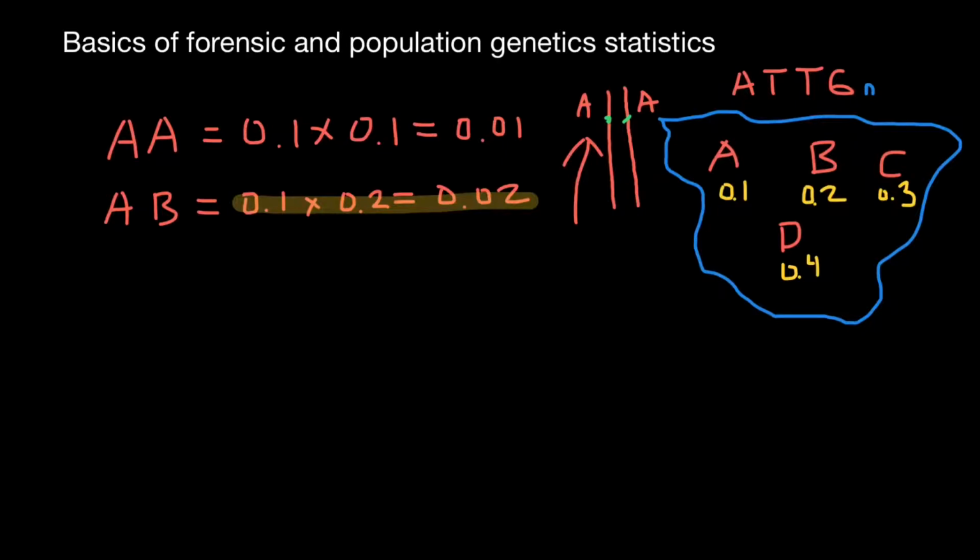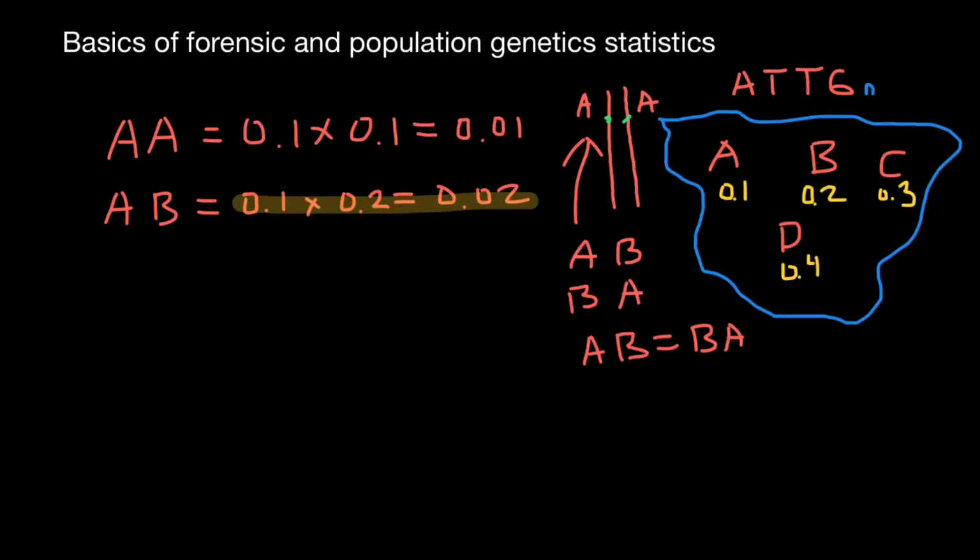At this locus, we can actually get two combinations. On the left chromosome, which is say paternal, we can get allele A, and on the right chromosome, which would be maternal, we can get allele B. But another variant is that on the paternal we get allele B, and on the maternal we get allele A. So two combinations are possible. By the way, AB is equal to BA, because we don't have left and right inside the nucleus.